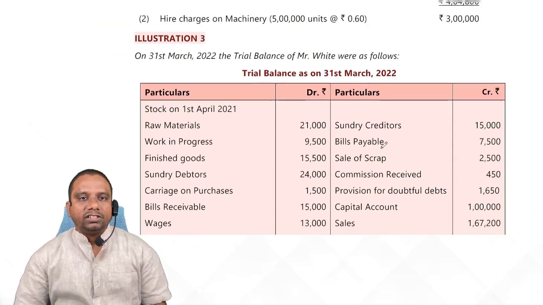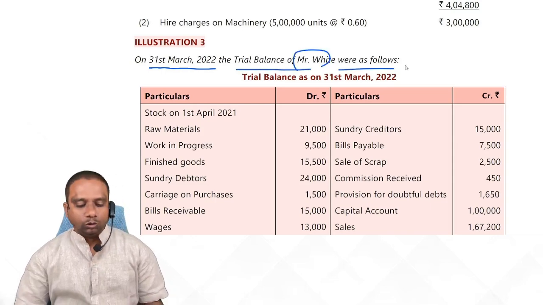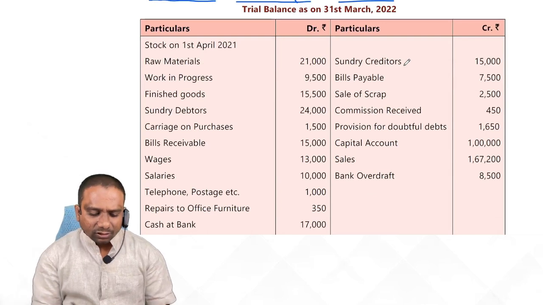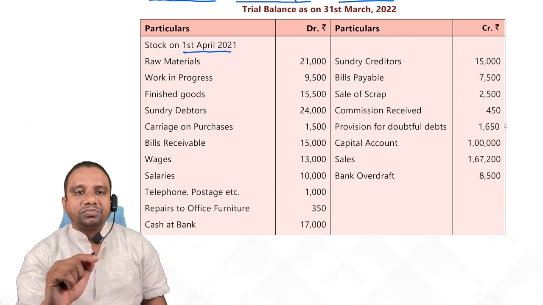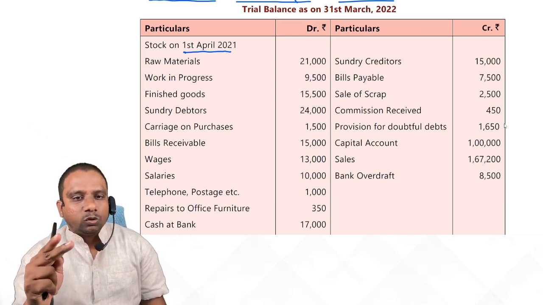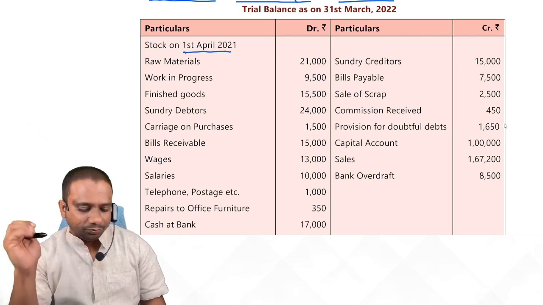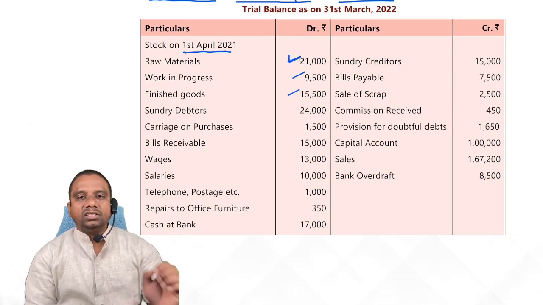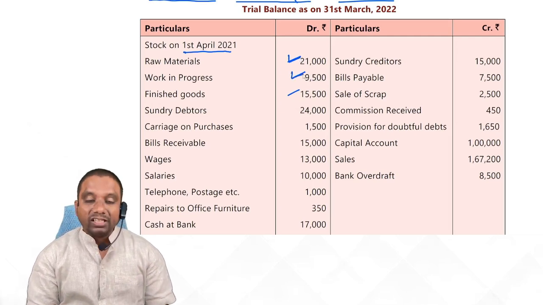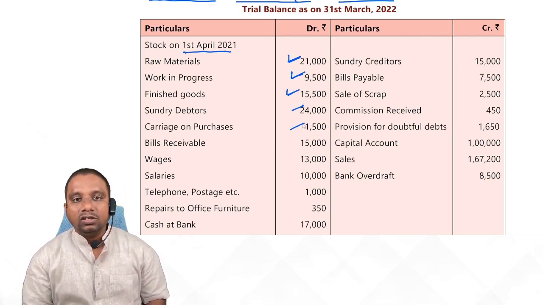Illustration 3. On 31st March 2022, trial balance of Mr. White was as follows. You take one by one. Stock on 1st April 2021. From a manufacturer's point of view, stock means opening raw material, work in progress, and finished goods. These three consist of stock, or to put it simply, inventory. Raw material is considered in raw material consumed during the year, work in progress is debit to manufacturing account, finished goods is debit to trading account.